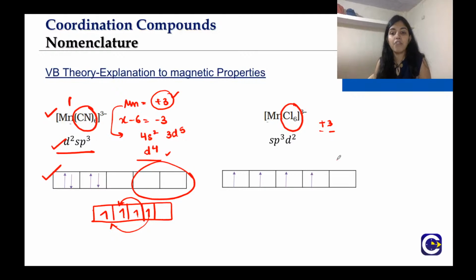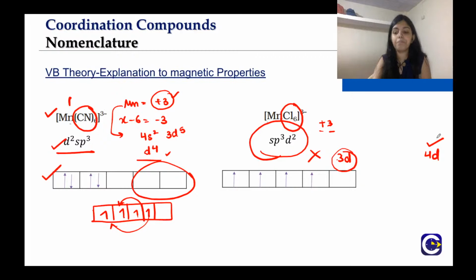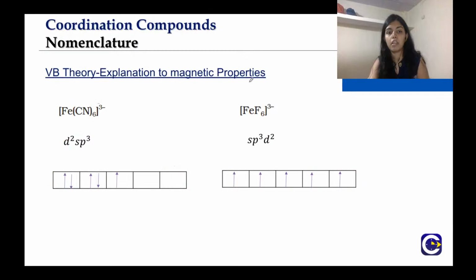So instead of using the 3d, we will use the 4d orbital, and it will show sp3d2 hybridization, because the 3d orbital will not be involved in hybridization, rather the 4d orbital will be involved. Okay. So this is the outer orbital complex and this one is the inner orbital complex. The cyanide one is the inner orbital and the chloride one is the outer orbital complex.